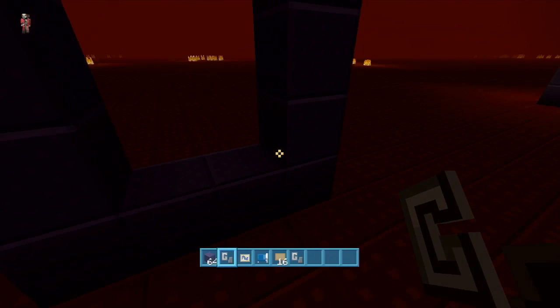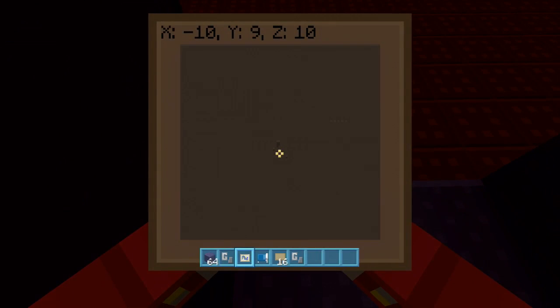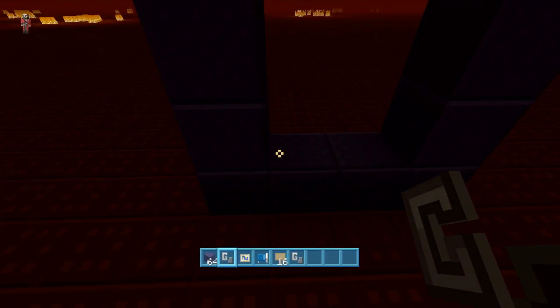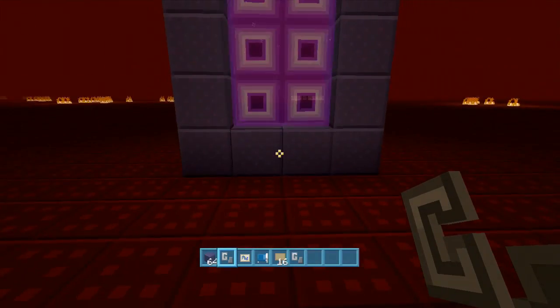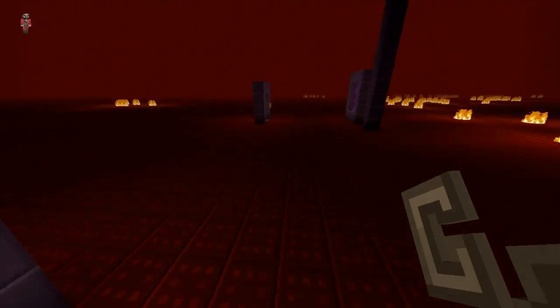Alright. Now, this is where we should have been. X -10, Z 10, so negative 30 divided by 3. Now what we're going to do is light this portal. We're not going to go through this portal. We're going to just leave it be. What we're doing is we're setting a destination.